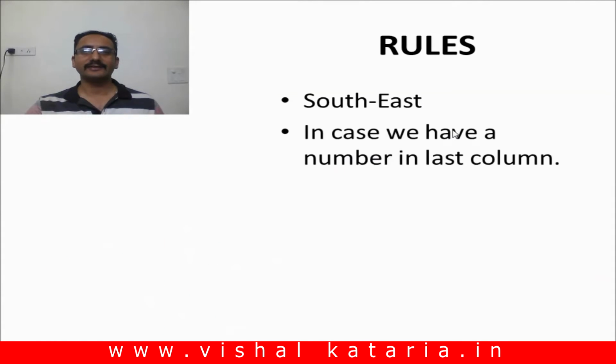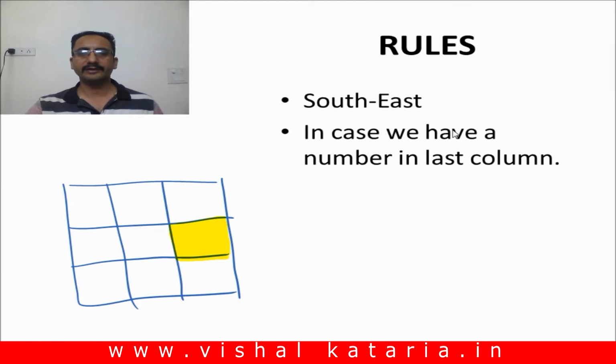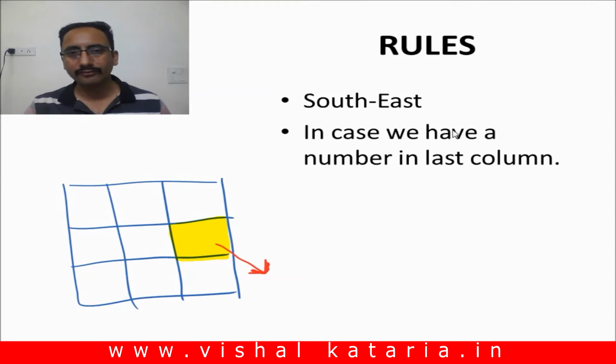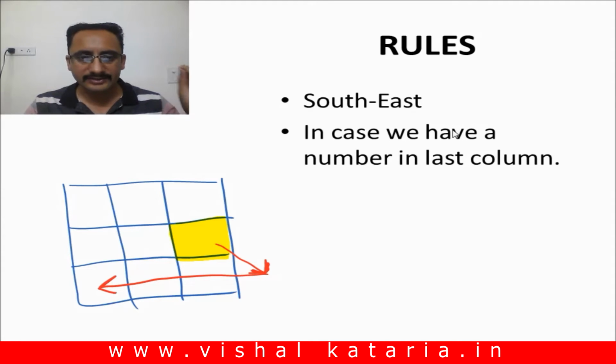The second rule says, if I am in the last column, like here, I am in the third column, and this is the square in which I have already written a number. How will I go towards the southeast? I cannot. If I try to go in the southeast direction, I will come out of this magic square. What will we do in such a case? In such a case, we will move to the extreme left-hand side. This is how we will move, and the next number will be written in this column.